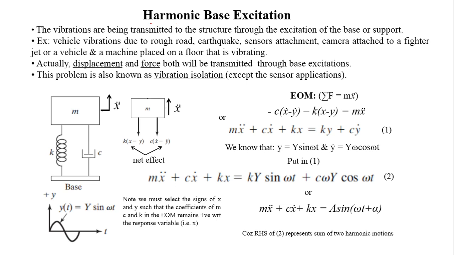So in this regard, we first consider the topic of harmonic base excitation. Base excitation means that the base or the support on which your equipment is mounted will be excited, but only harmonically. The vibrations are being transmitted to the structure through the excitation of the base or the support. Real world examples could be vehicle vibrations due to rough road, earthquake, sensor attachments, a camera attached to a fighter jet or a vehicle, and a machine placed on a floor that is vibrating. All these cases are examples of base excitation.